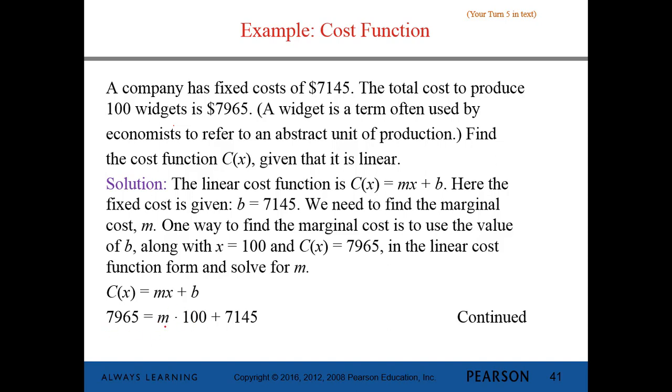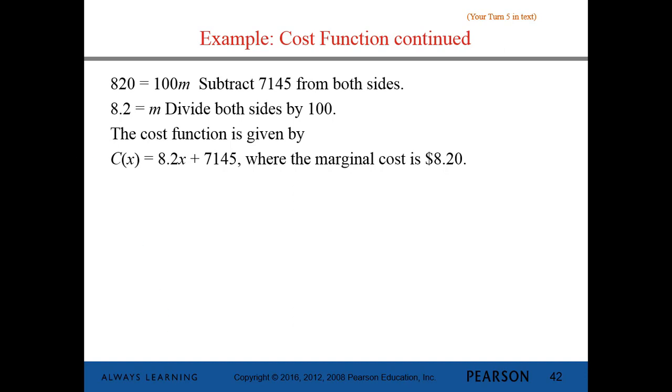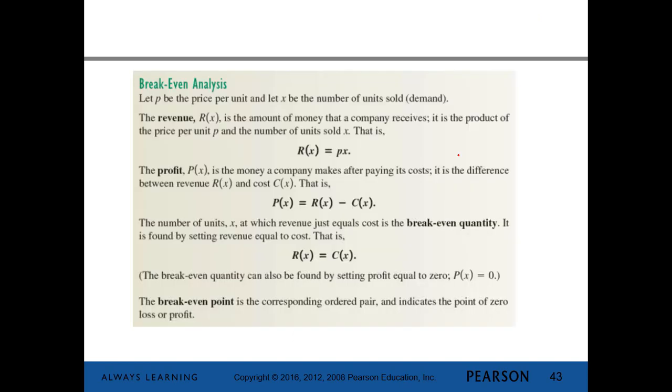Isn't that what we just did? So we get 820 equal to 100m, so we divide by 100. And then when we divide by 100, we get 8.2. So that means the cost function is c of x equal to 8.2 times x plus 7145, and the marginal cost is $8.20 per widget. So it means that, hey, to manufacture or to produce one more widget would cost an additional $8.20.